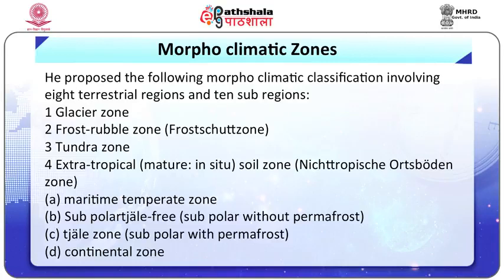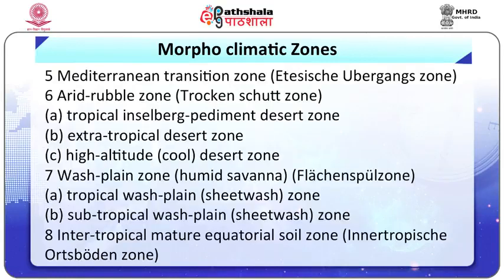First, glacier zone. Second, frost rubble zone. Third, tundra zone. Fourth, extratropical soil zone. A. Maritime temperate zone. B. Subpolar zone without permafrost. D. Continental zone. E. Steppe zone. Fifth, Mediterranean transition zone. Sixth, arid rubble zone.